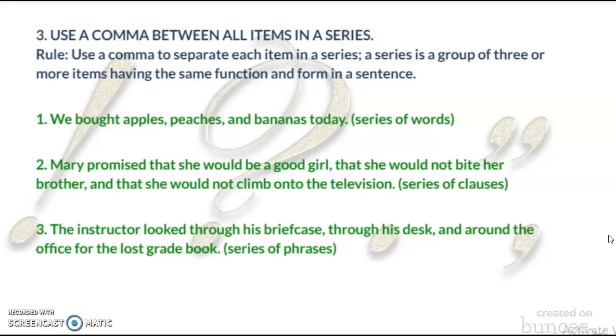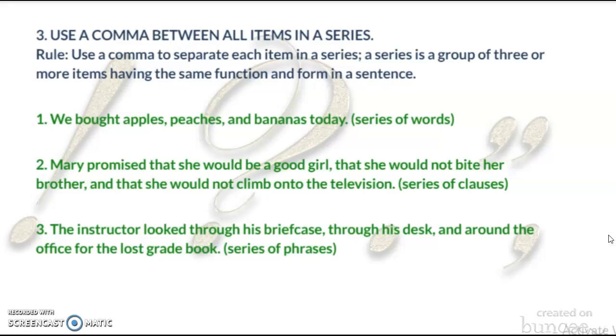Then we have a second one here where we have a series of clauses. Mary promised that she would be a good girl, comma, that she would not bite her brother, comma, and that she would not climb onto the television. So anytime you're going to have a series of 3 clauses or words, you need to have a comma to separate them, especially if you're going to use the word and or any other coordinated conjunction.